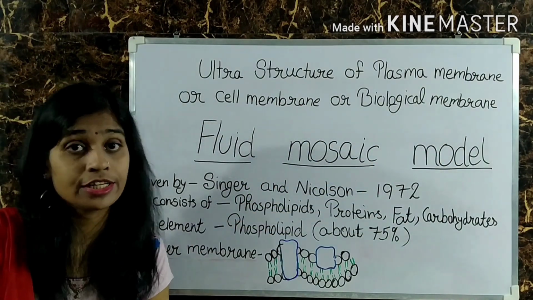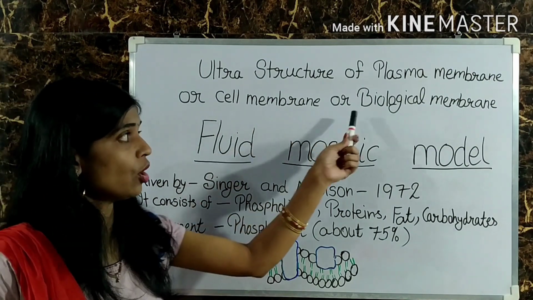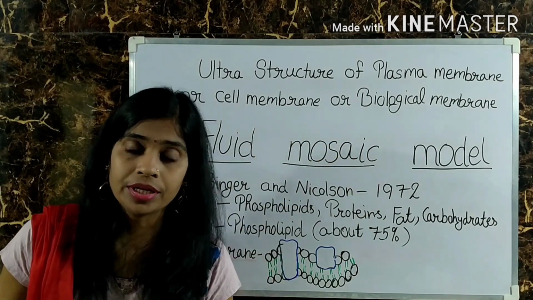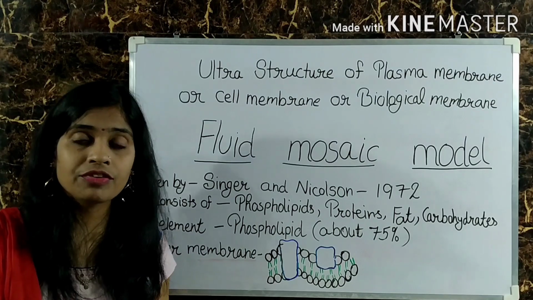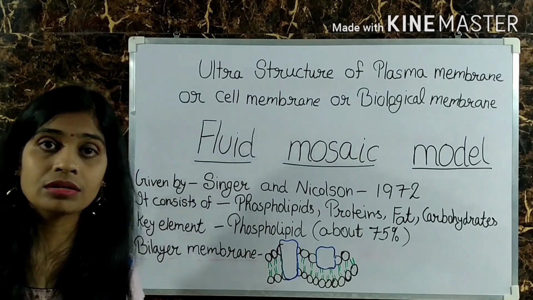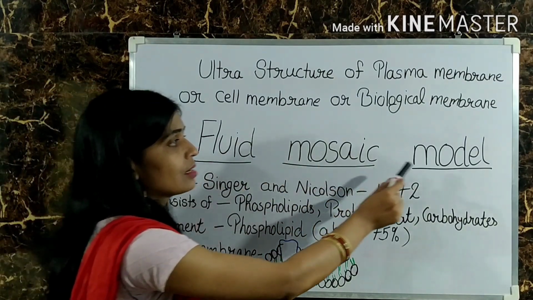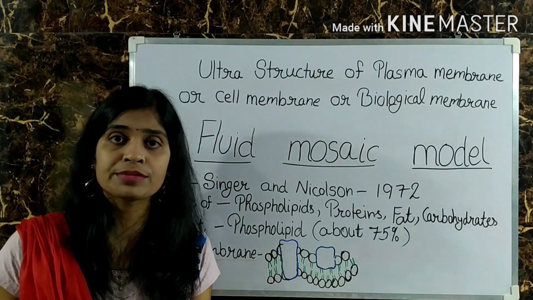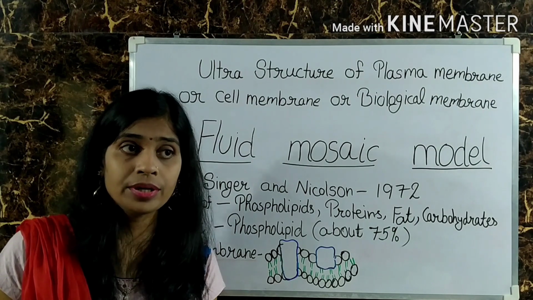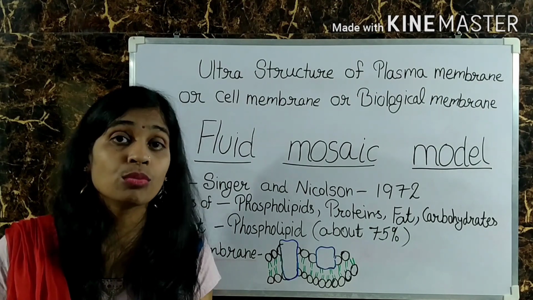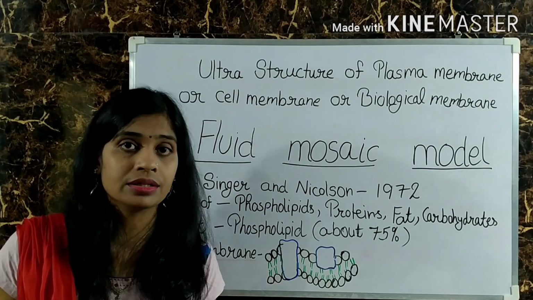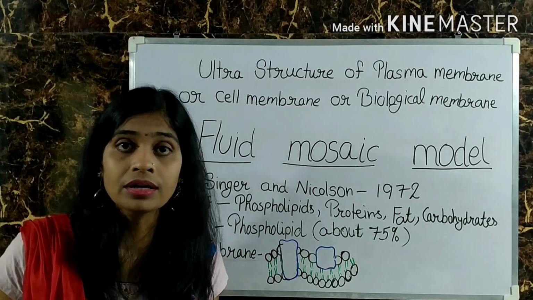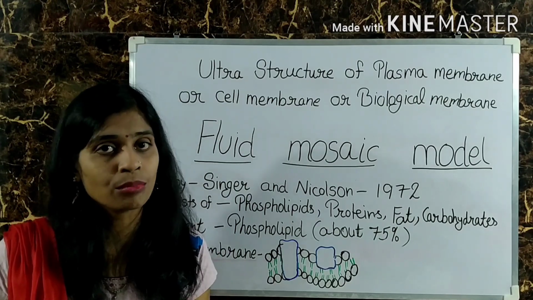In this class we will learn the ultrastructure of the plasma membrane. The plasma membrane is also called the cell membrane or biological membrane. The ultrastructure given for the plasma membrane is termed the fluid mosaic model. Other models were also given to explain the plasma membrane, but the fluid mosaic model is more acceptable than the others. So today we will learn the fluid mosaic model.